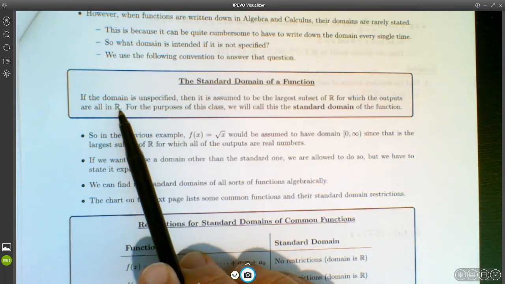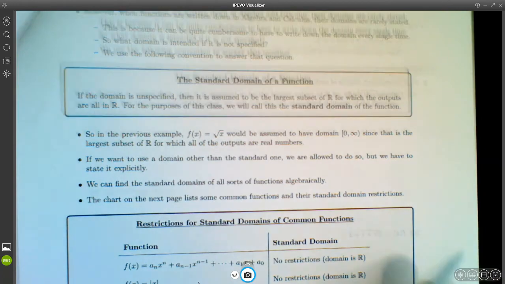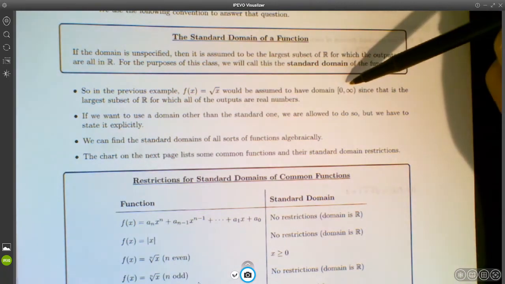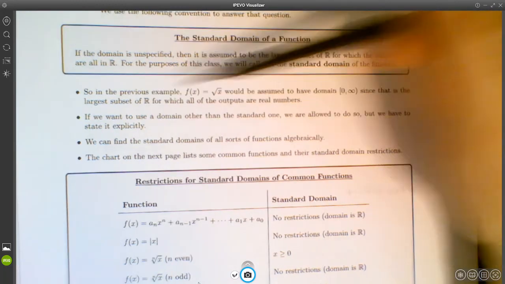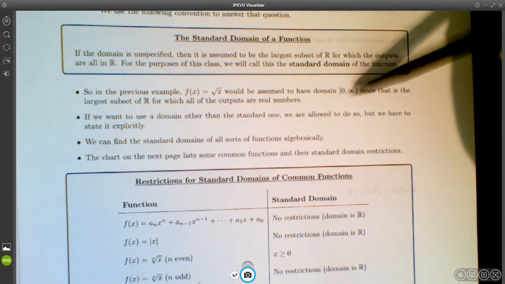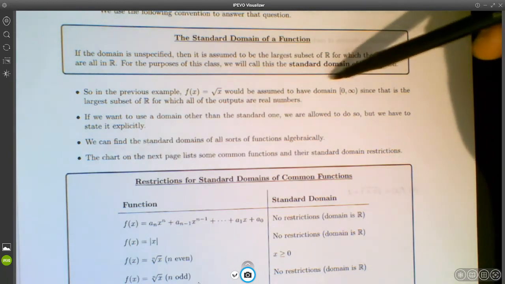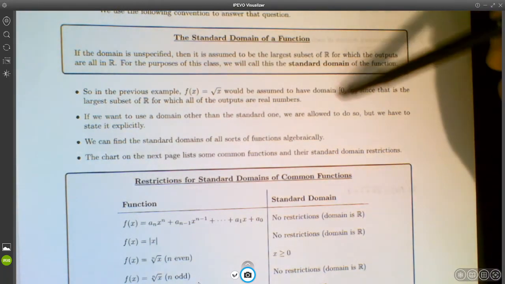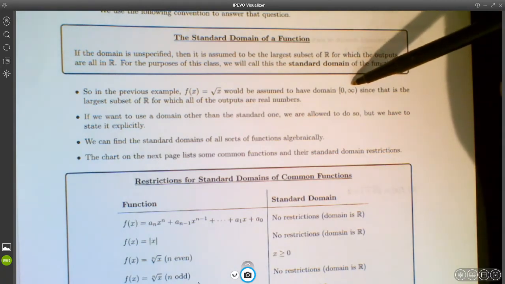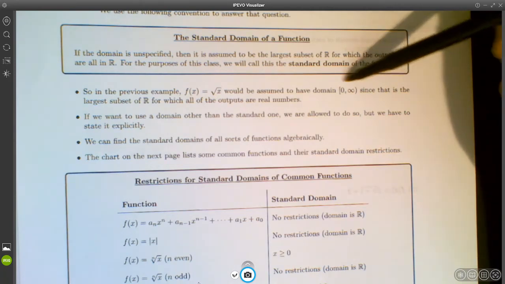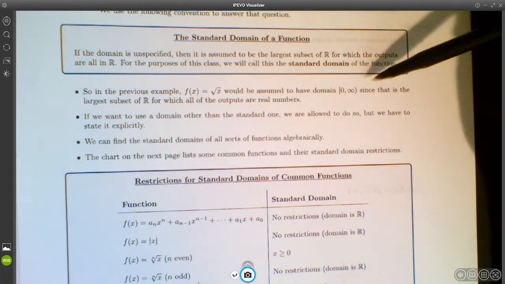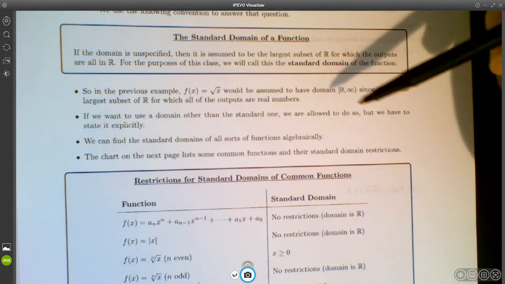Okay, so we're going to call this the standard domain of the function. So going back to our previous example of f of x equals square root of x, this function would be assumed to have domain 0 to infinity because that's the largest subset of the real numbers for which all of the outputs are real numbers. If you take any larger subset of the real numbers, like negative 1 to infinity, then between negative 1 and 0, you're going to get non-real outputs. And so that can't be the standard domain of square root of x, right? And if you take a smaller subset, like 2 to infinity, all of the outputs are going to be real, but that's not the largest subset of the real numbers for which all of the outputs are real, right? This is the largest subset of the real numbers for which the outputs are real. Okay, so this is the standard domain of f of x equals square root of x.